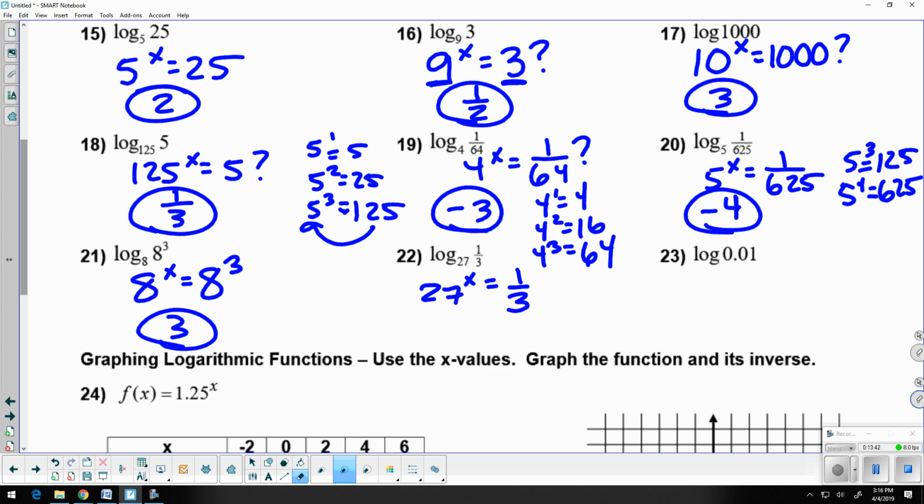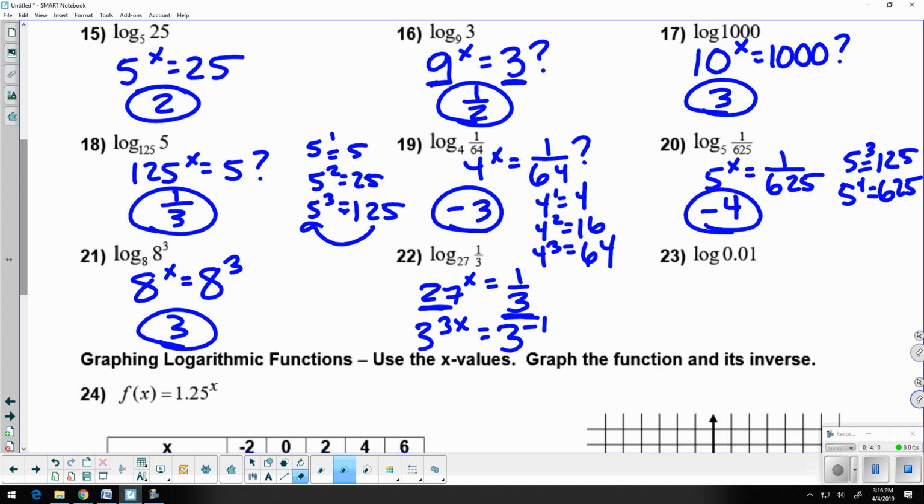Okay, so there is another way you can work around these. Let me show you something else. All right, 27 and 1/3. Let's make these have a common base. So instead of 27 and instead of 1/3, let's manipulate this a little bit. I'm going to rewrite 27 to be 3 cubed, because I know that 27 is the same thing as 3 cubed. So I'm not really changing the problem yet. I'm just changing what it looks like right now. So instead of 27 to the x, now it's going to be 3 to the 3x. And that's equal to 1/3, which is the same thing as 3 to the -1.